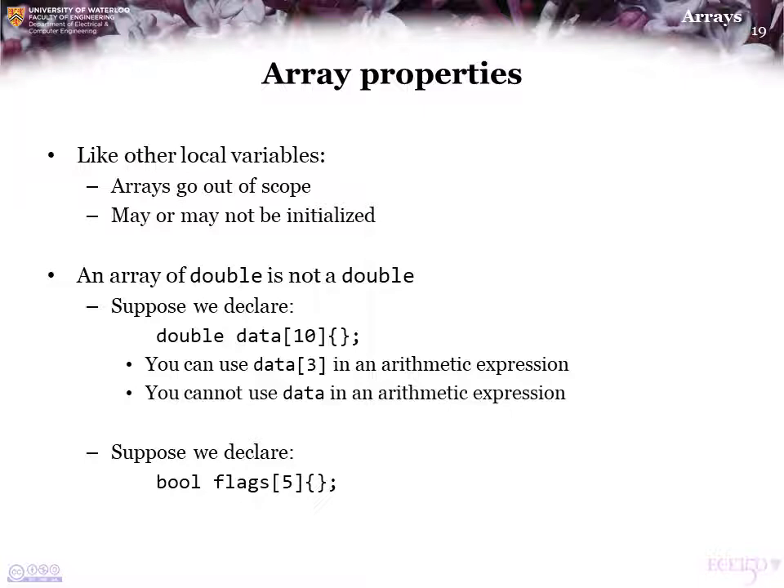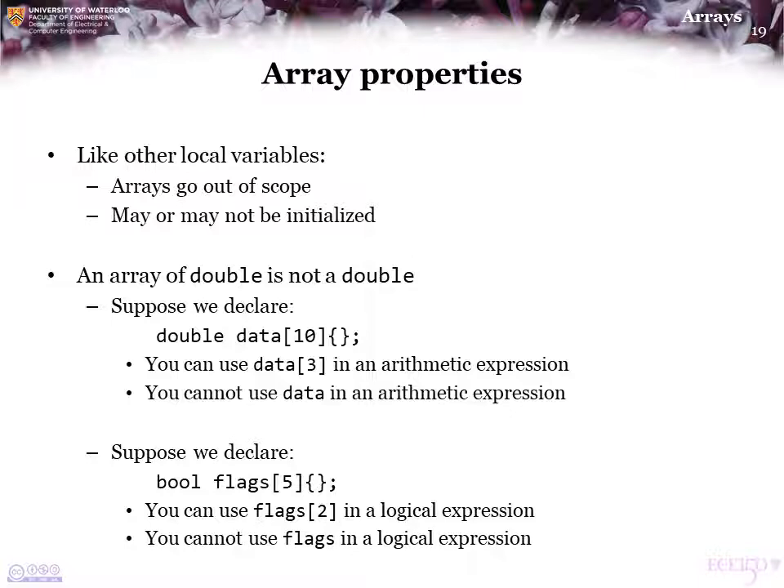Similarly, we can declare flags to be an array of capacity 5, in this case 5 bools or Boolean values, and once again we can use flags[2] in a logical expression, but we cannot use just the array name in a logical expression, because flags is an array, whereas any index into that array is a logical or Boolean value.